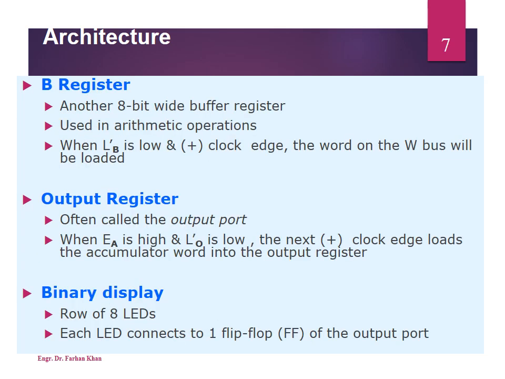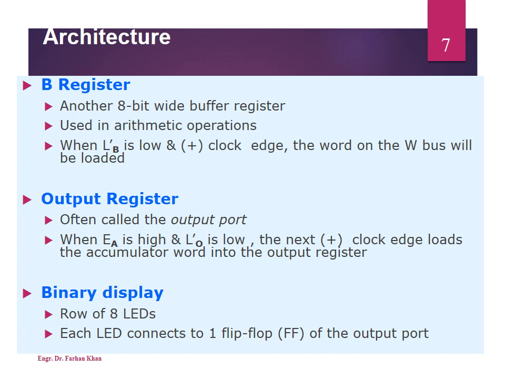Since our simplistic architecture SAP-1 performs addition and subtraction, apart from the accumulator we need another register which can temporarily hold the data that needs to be added to the accumulator. For that we have a B register, another 8-bit wide buffer register, similar to register A. It's used in the arithmetic operations. When LB bar is low and at the positive clock edge, the word on the W bus will be loaded. Then we have an output register, which is often called the output port.